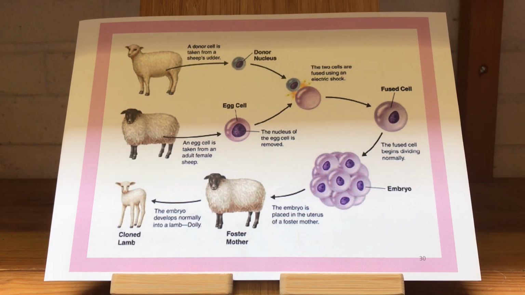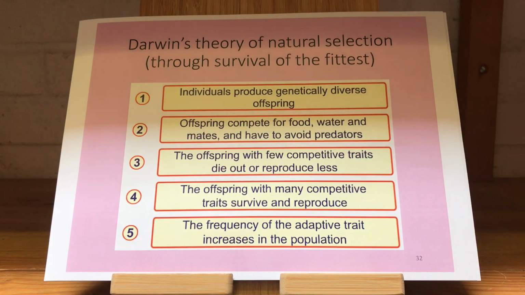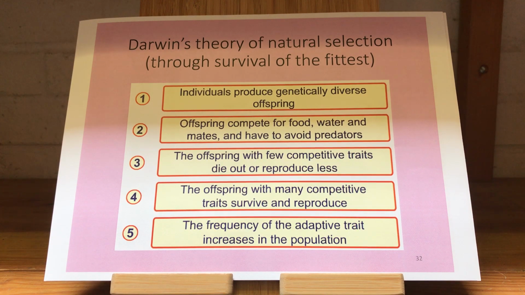We talked about Darwin already. We talked about Darwin having this natural selection. He called it survival of the fittest. And this was related to mutations. So he said that individuals produce genetically diverse offspring. The offspring compete for food, water, mates, and have to avoid predators.